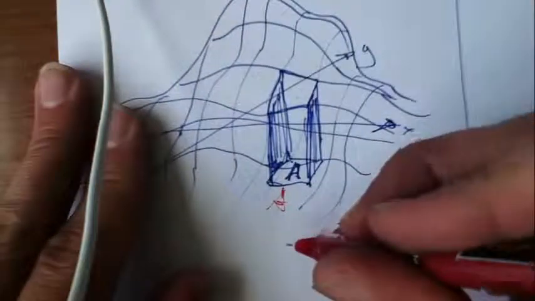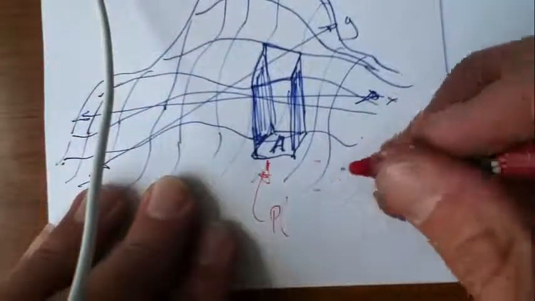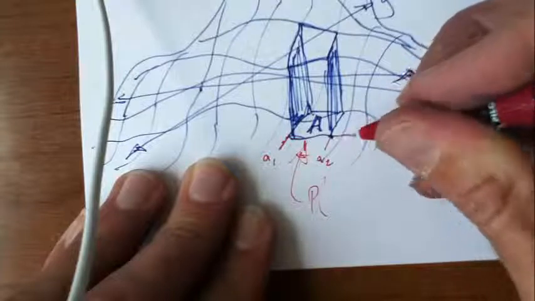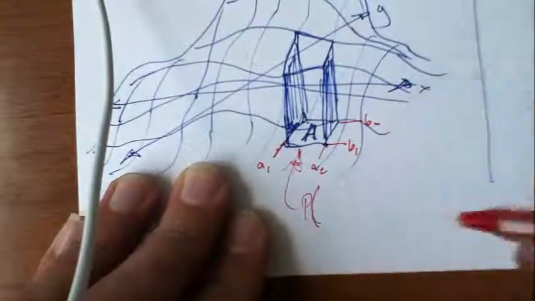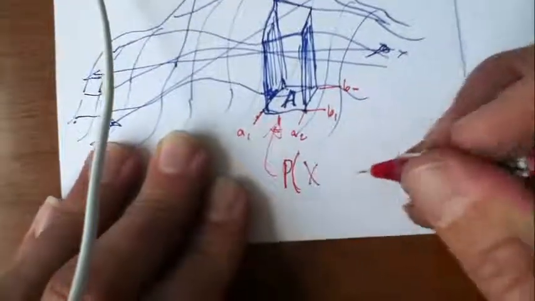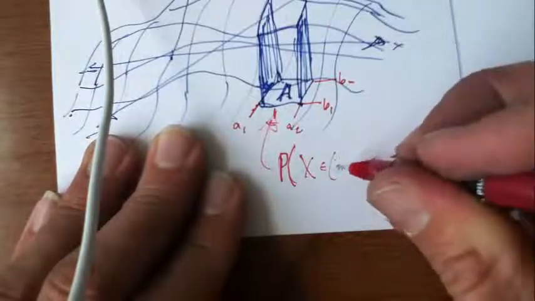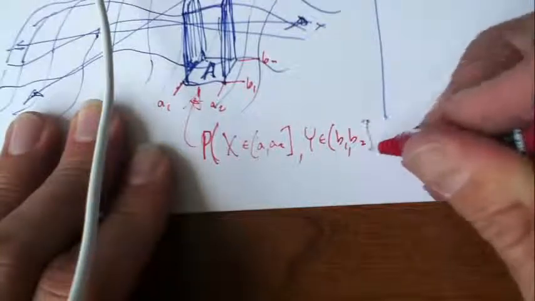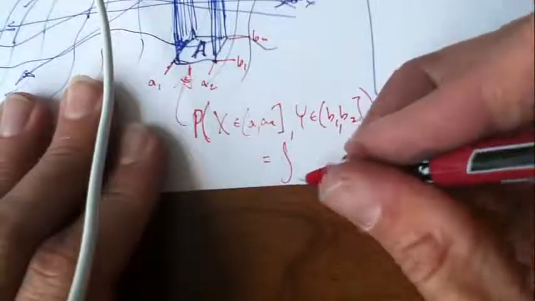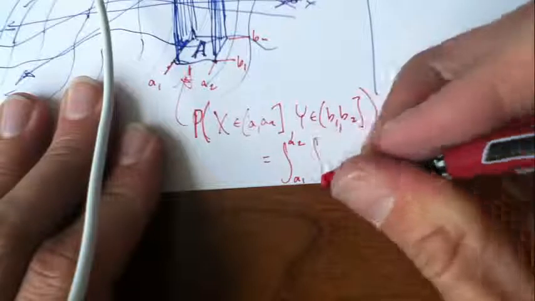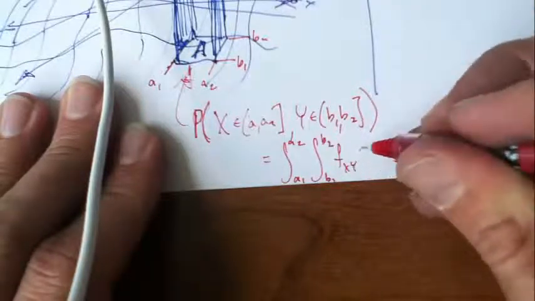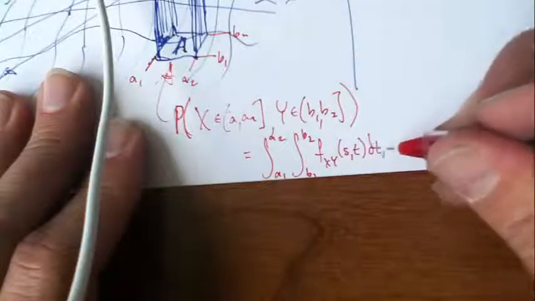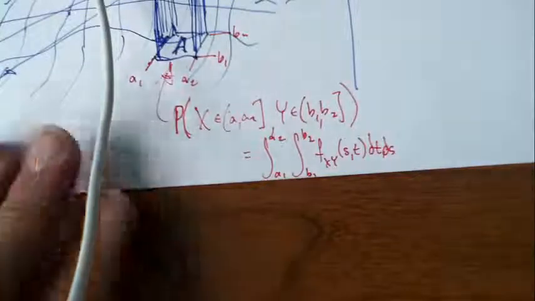Or specifically, if this is A1 and A2, and this is B1 and B2, then the probability that X takes on a value between A1 and A2, and Y takes on a value between B1 and B2, would be the integral from A1 to A2, integral B1 to B2 of the joint density of these two, dt ds, like that. Again, we do this integral first.